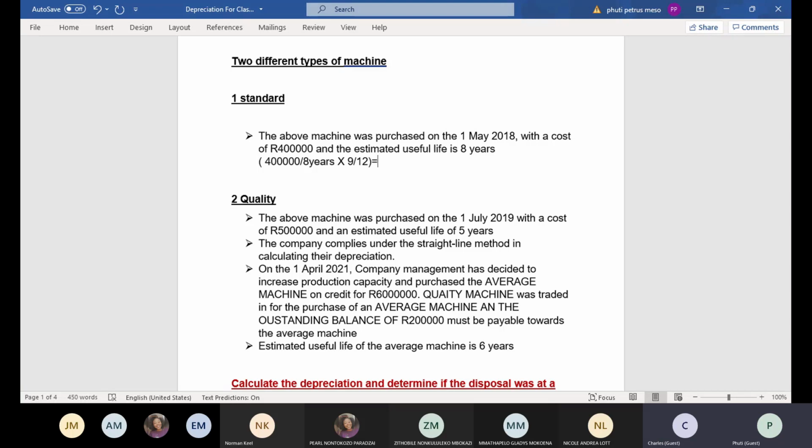But you'd simply say 400,000 rand divided by 8 years, and then you multiply that by the adjusted period in months, which is 9 divided by 12. 50 times 9 divided by 12. Yes, 50,000 per year. Let me help you. That's 400,000 divided by 8, which is 50,000. Then you multiply by 9 and divide that by 12, right? So it's 37,500 rand.